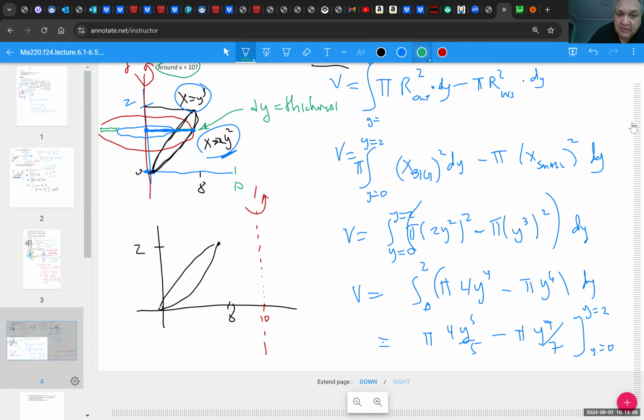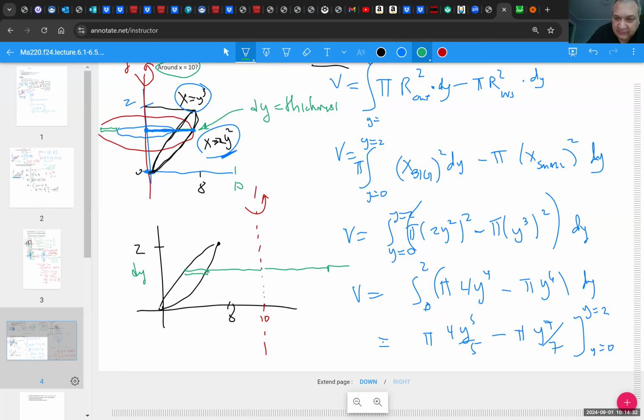Perpendicular slice to the axis of revolution. dy is my thickness. Well, that was not a very thin slice. I'll pretend it's thinner. dy, vertical, thickness is dy. Take this thing and revolve it around. So the distance from here to here has to be the same as the distance from here to here. It has to be the same distances.